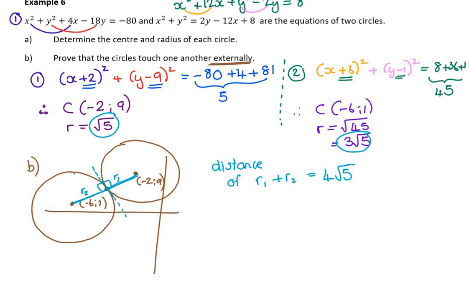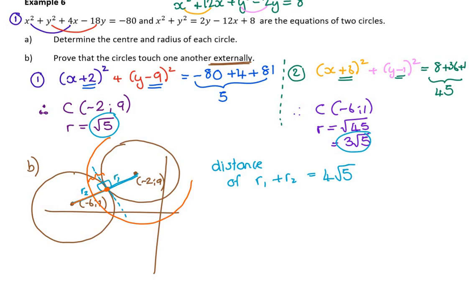If we had a situation where the circles intersected like that, what would happen is that your two radii would be longer than the distance between the two centers, because the radius would be all the way to the end, and then this radius would be all the way to the end, and you would be counting a little bit of space twice. So in that particular case, the distance between the centers will be shorter than the two radii together.